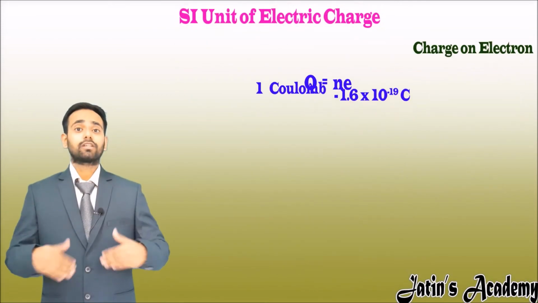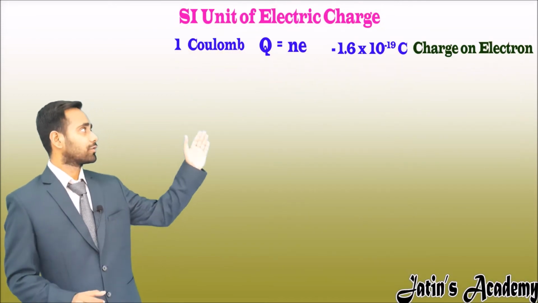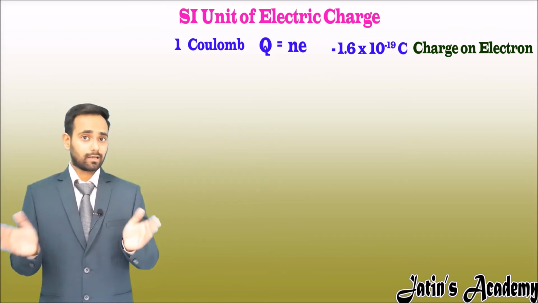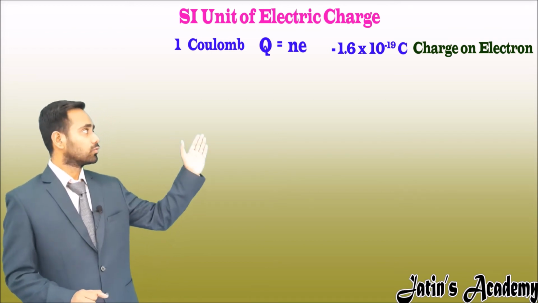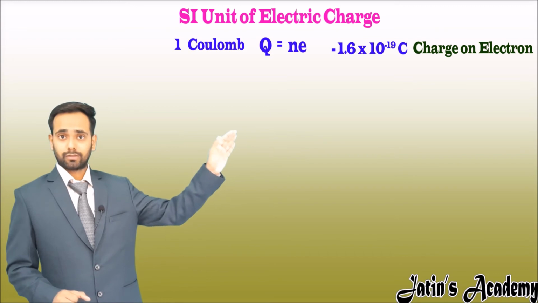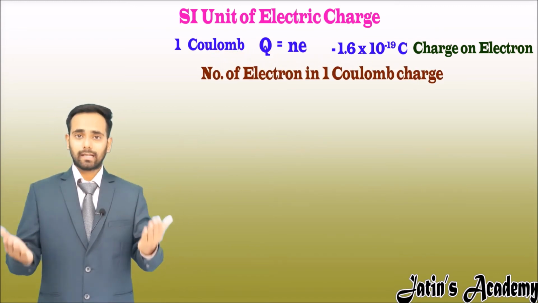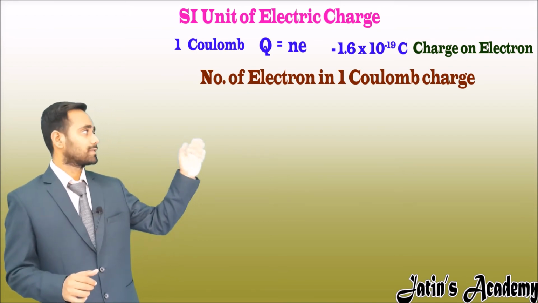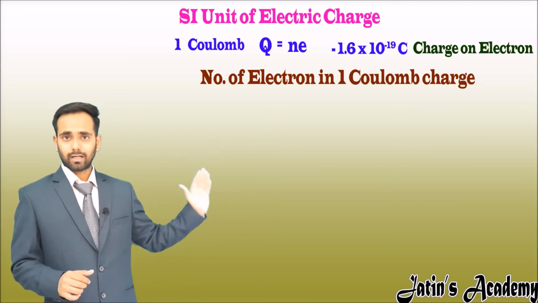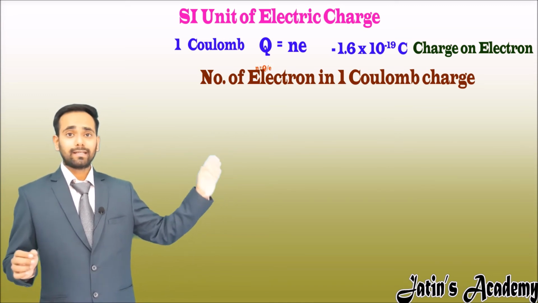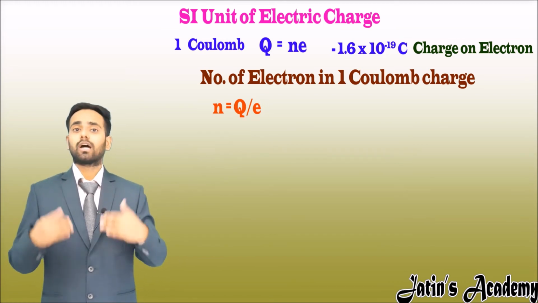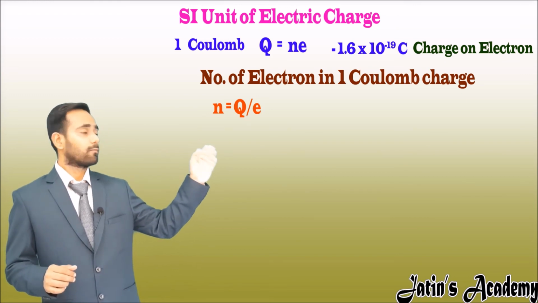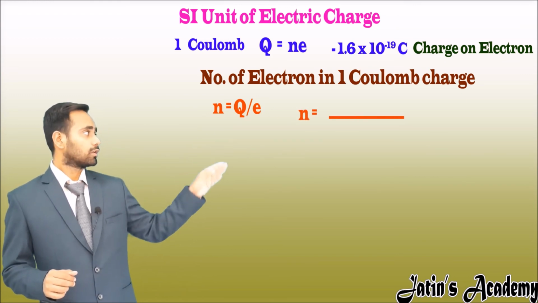Now let's see the SI unit of electric charge. The SI unit of electric charge, as we have calculated earlier, is coulomb. So 1 coulomb is the SI unit of electric charge. Now we have to calculate how many electrons are present in 1 coulomb of charge. We use the same formula, that is Q equals Ne. Q we know is 1 coulomb, and we have to calculate N, and e is nothing but the charge on the electron. We have to remember the value of the charge on the electron, that is 1.6 into 10 raised to power minus 19 coulomb. Now put all the values here.